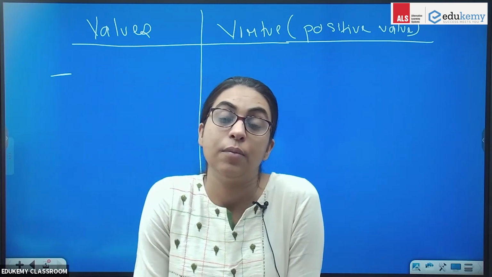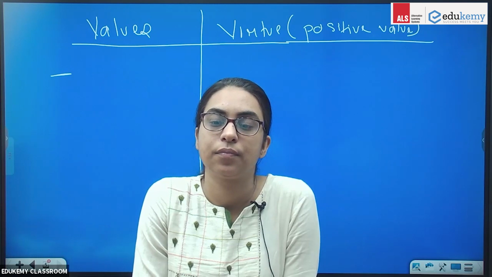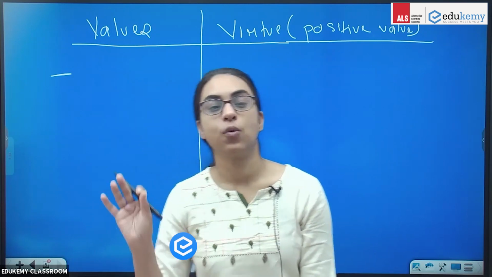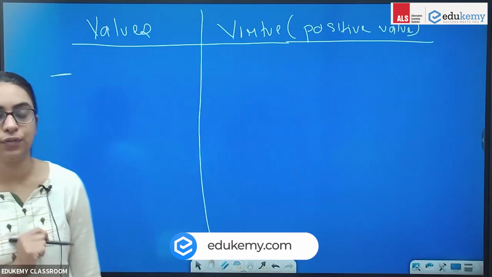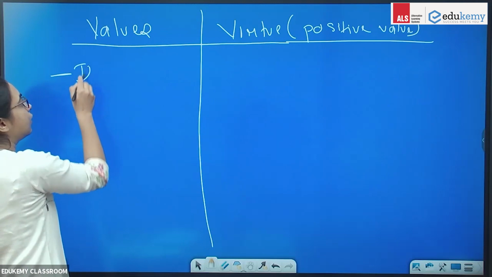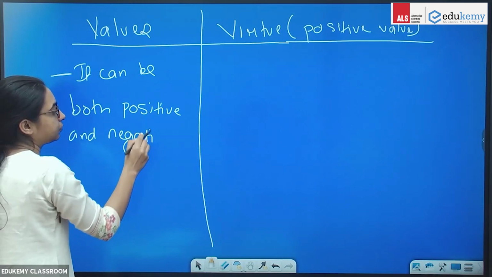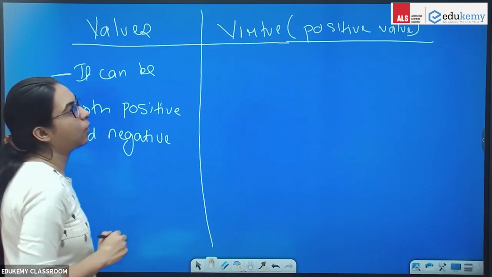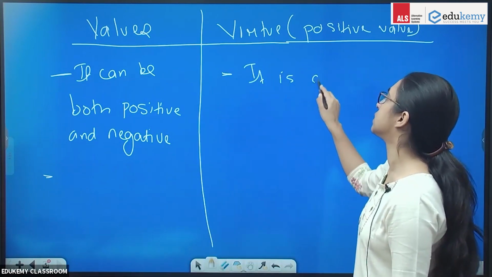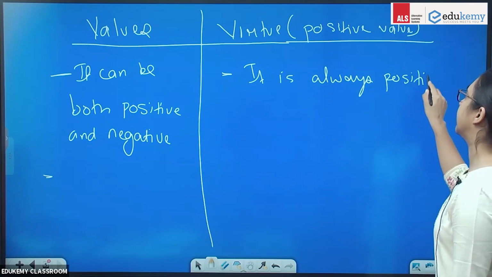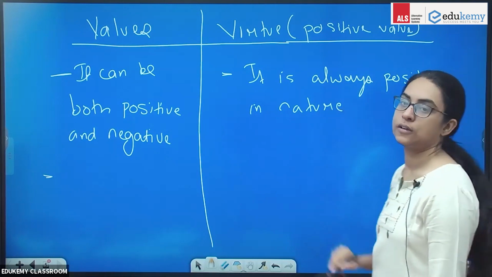Can somebody have a preference of being greedy in nature? Greed can be a value. See, so what is the difference between value and virtue? Value can be both positive and negative. What about virtue? It is always positive in nature.